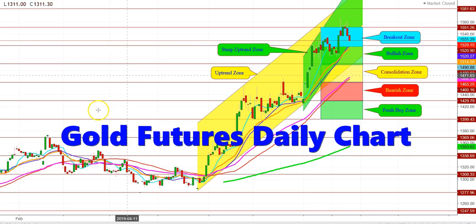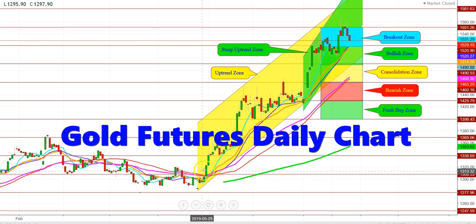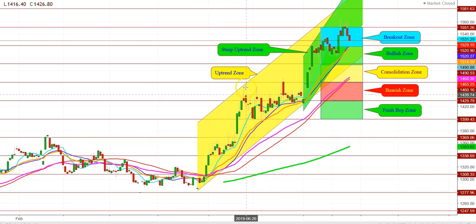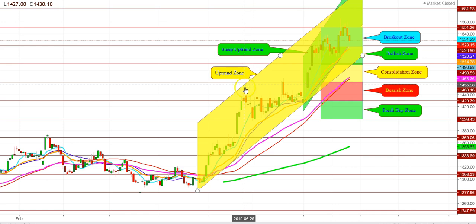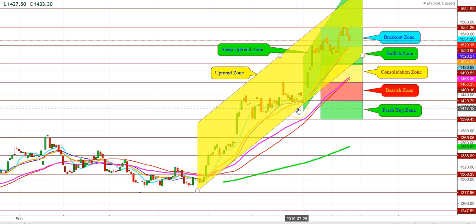So friends, here you can see a daily chart of gold futures where I have analyzed the movements of gold futures. Here you can see that after touching the lows of $1,284 on May 27, 2019, gold futures started to move upward and achieved the level of $1,455 on 25th June 2019, and since then the gold futures have been maintaining amid this uptrend zone, which I have constructed in yellow color.